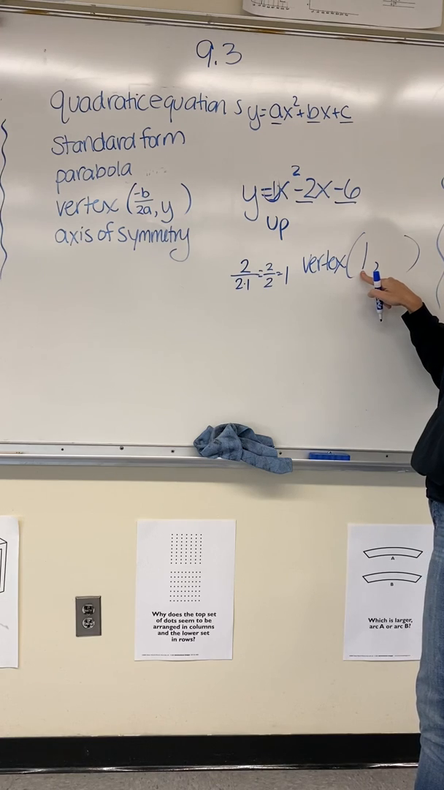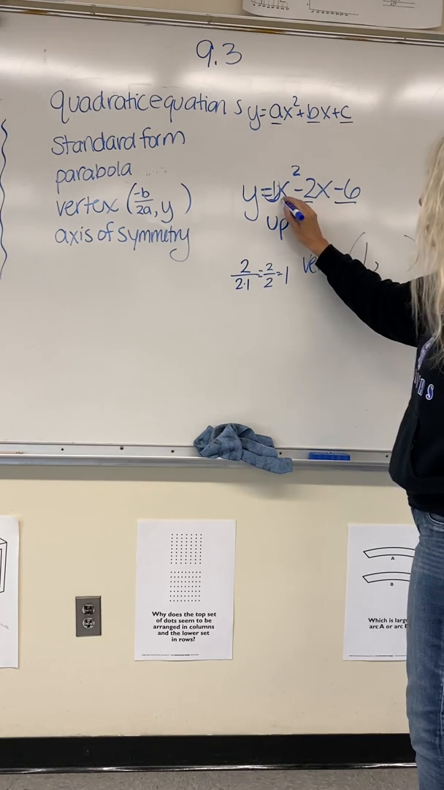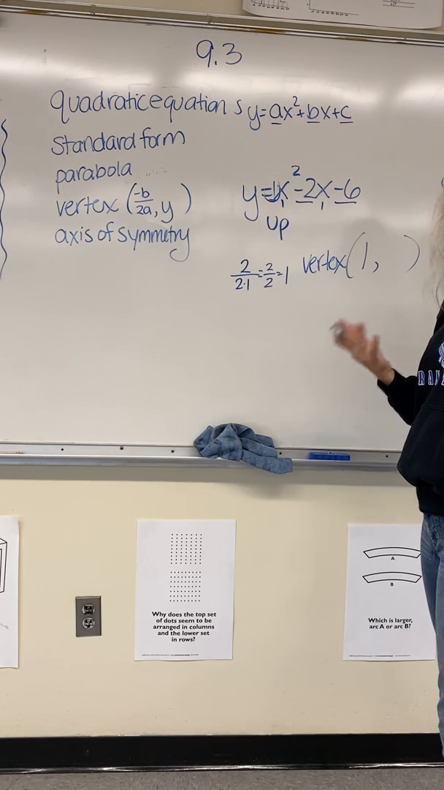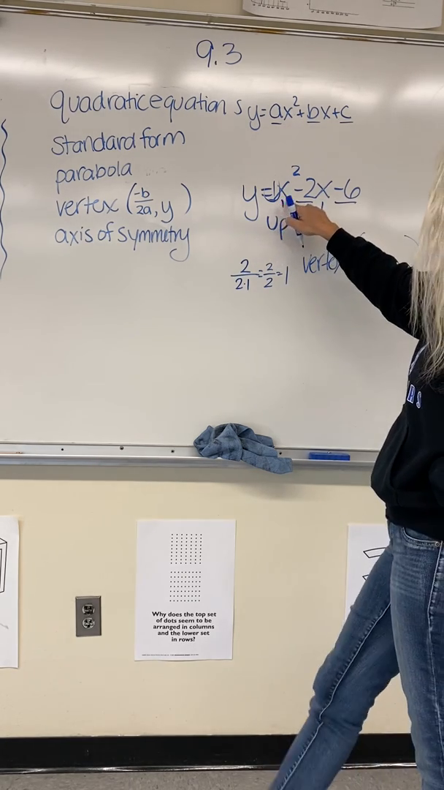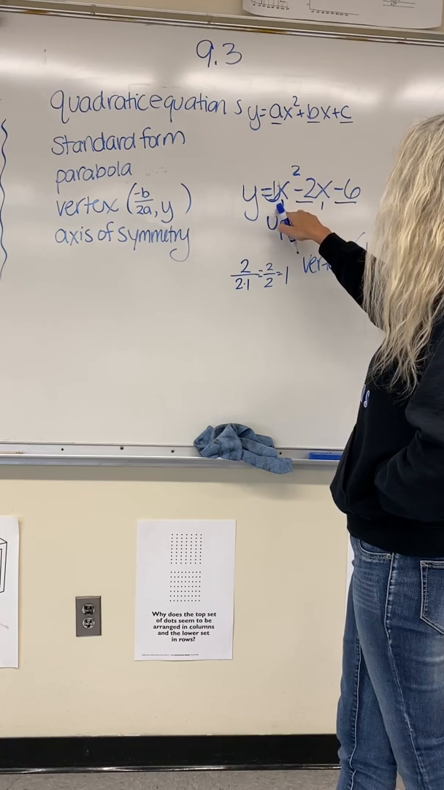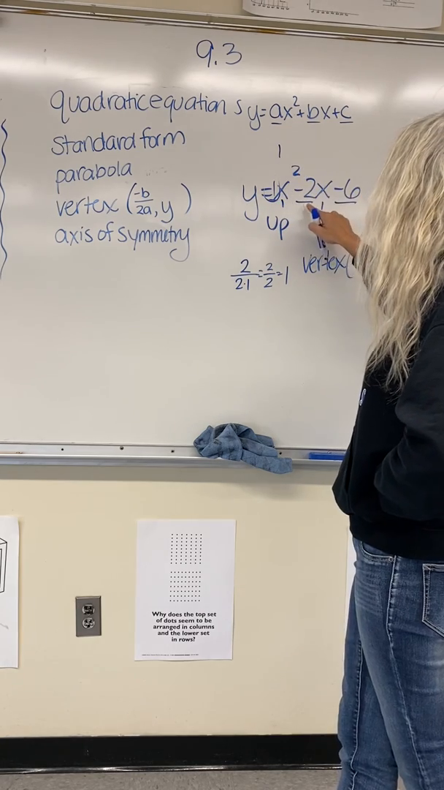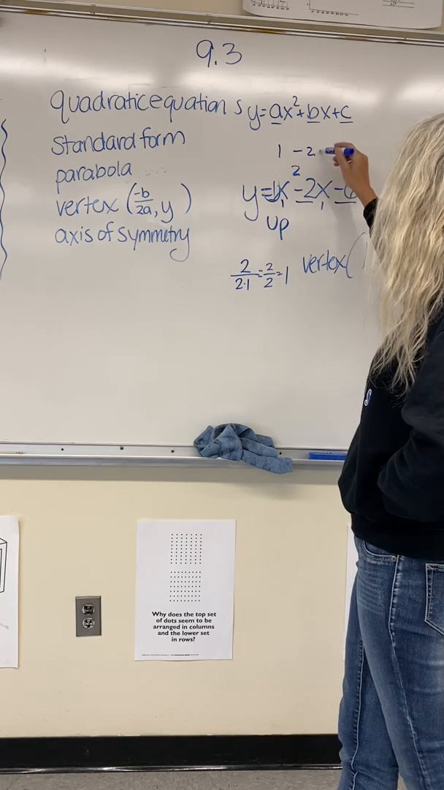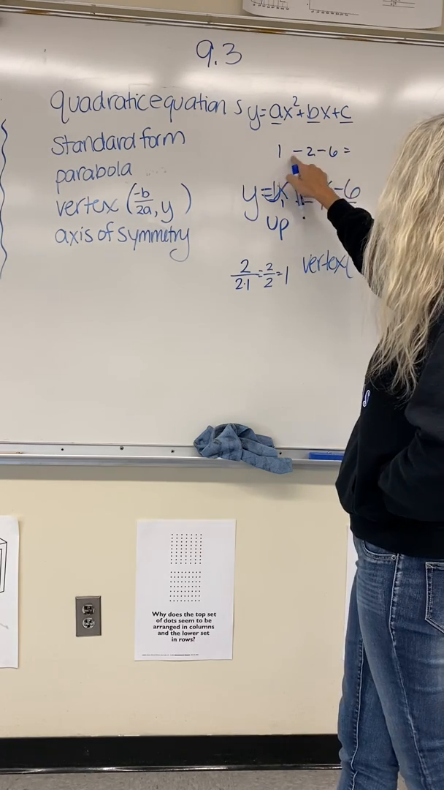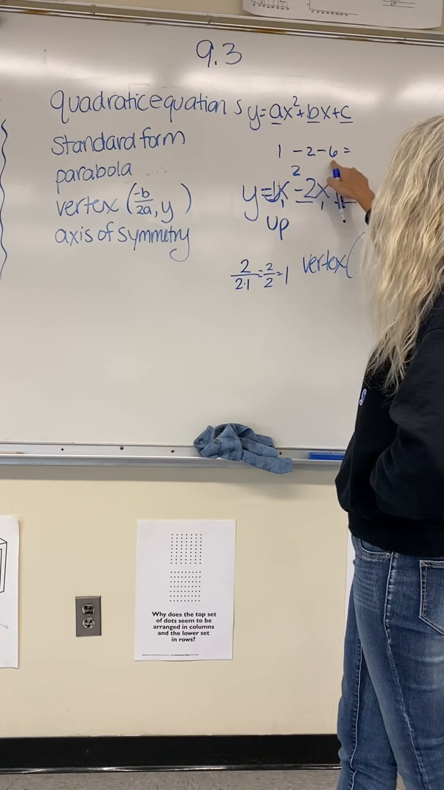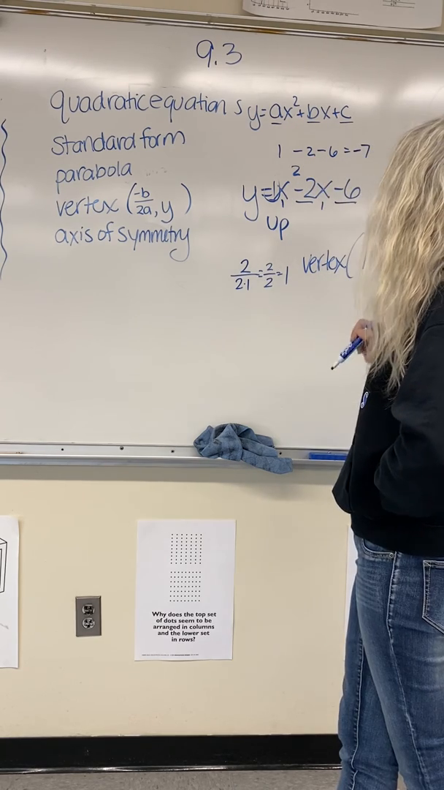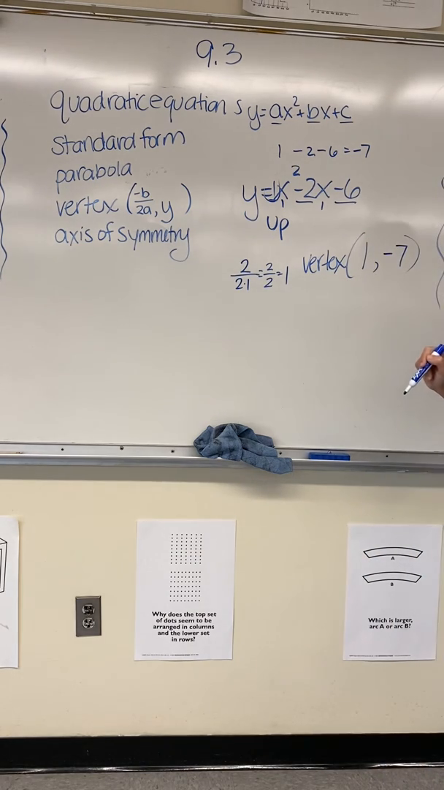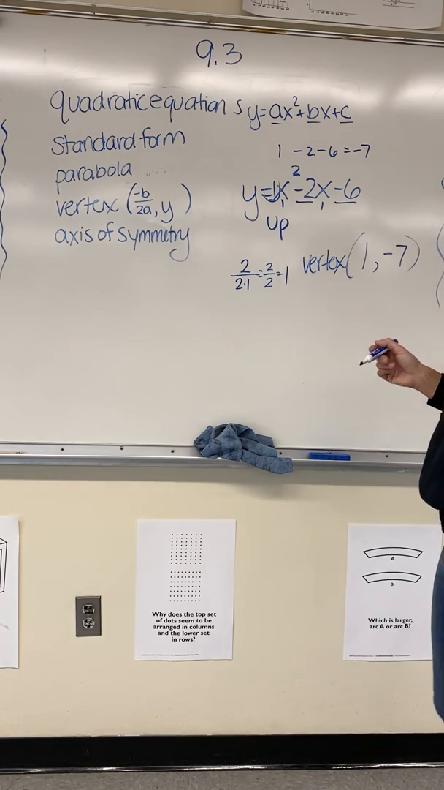Now notice over here, it's a point, so we need the y part of the point also. To find the y part, I'm going to take the x part and put it in my equation. If x is 1, we're going to find out what y matches up with that. So 1 squared is 1, 1 times 1 is 1, minus 2 times 1, so minus 2, minus 6. 1 minus 2 is negative 1, negative 1 minus 6 is negative 7. So I've got 1 comma negative 7 as the vertex of my parabola.